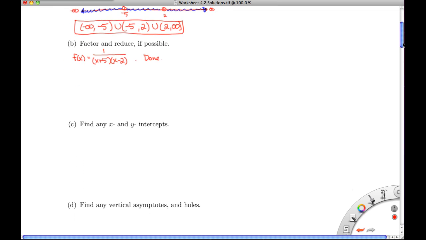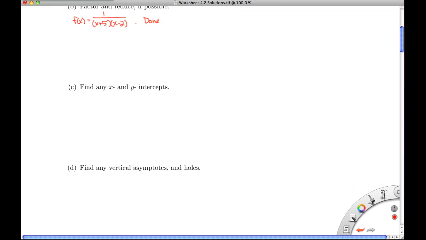So for part C, we're asked to find any x-intercepts and any y-intercepts. Well, for x-intercepts, let's start with that. X-intercepts are essentially the values of x that make our function equal to 0. A way to do this with rational functions, at least, is to go ahead and set the simplified top equal to 0, and solve for x.